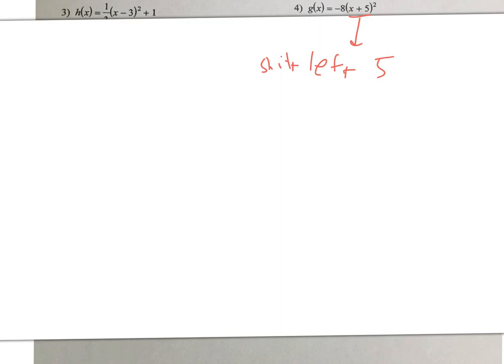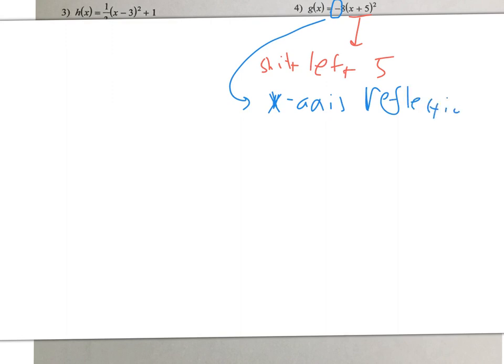Next up here, we kind of have two things out front, and I'm going to deal with them separately, which is probably the best idea. So first of all, we have a negative there. So the negative is always a reflection. When it's out front like this, that's going to be an x-axis reflection. So it's just going to be upside down.